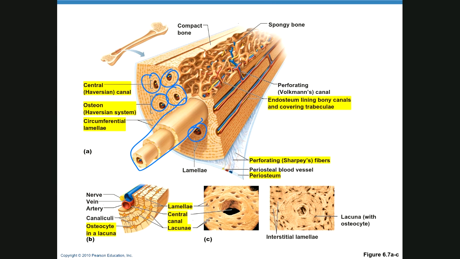Another name for these columns are Haversian systems. And the column is going to be in the direction of the shaft of the bone, the length of the bone. So imagine a building and you have columns to give the building support in the direction of the weight of the length of the building.